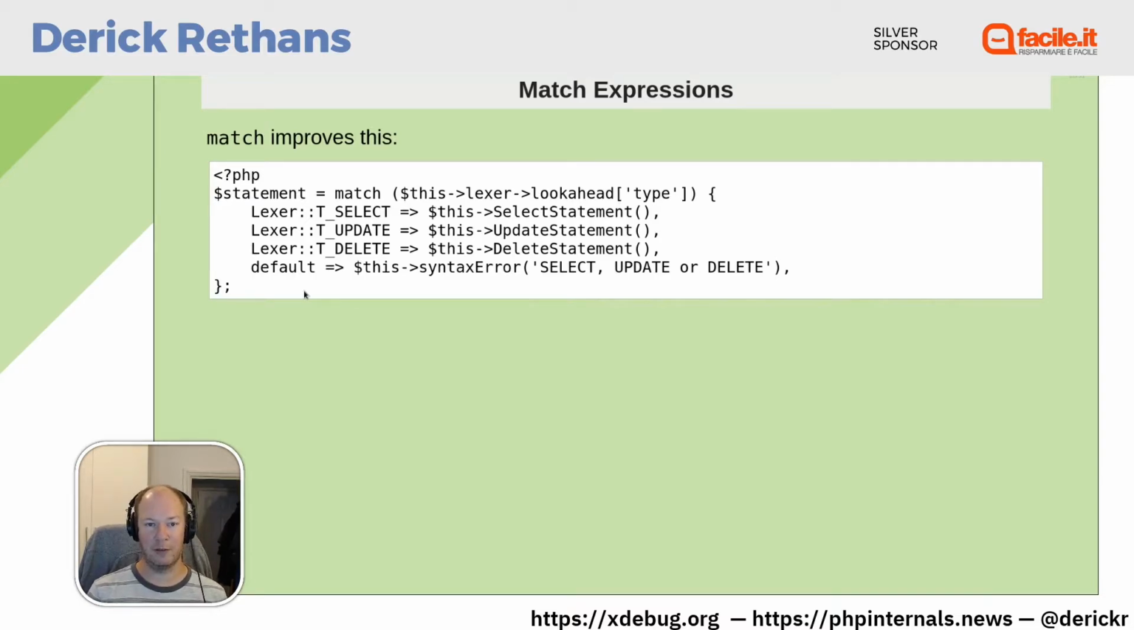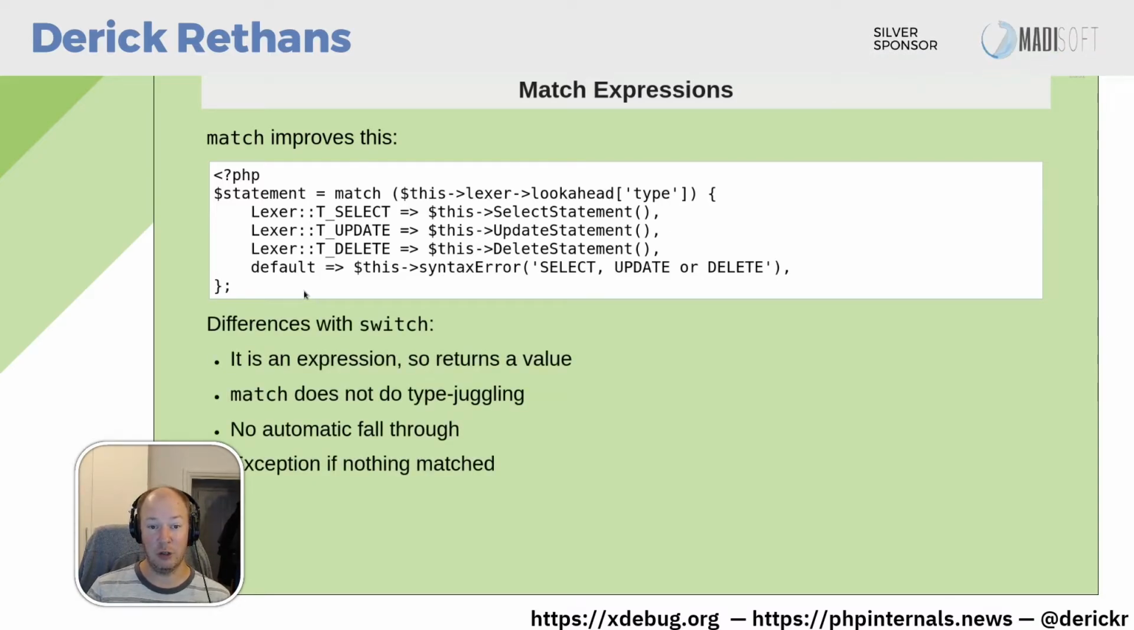There's a few other benefits by using the match statement. It is an expression, so it returns a value. Match doesn't do type juggling, so where switch juggles between the type of the value that you're passing in and the case statement, match doesn't do that. It only does strict type checking, which actually can be really, really useful. There's no automatic fall through, so you can't forget to use break, for example, because on the right hand side of the arrow you can at the moment only use a single statement. It is possible that in the future it is going to be possible to have multiple statements here, but that would fit in the same category as allowing multiple statements for the short arrow syntax that PHP 7.4 introduced with the fn keyword.